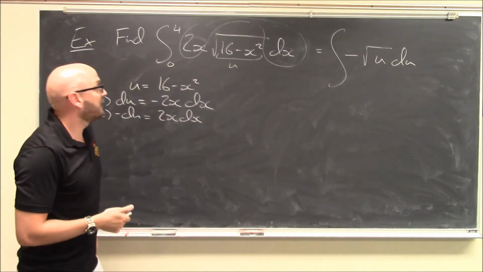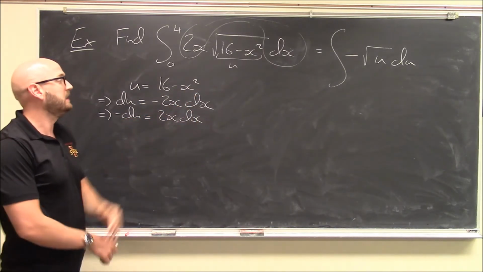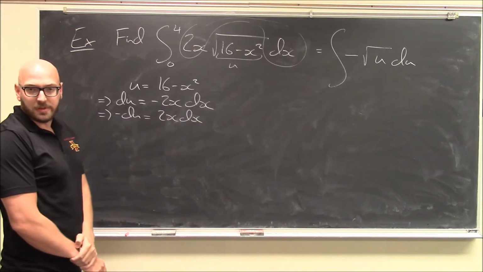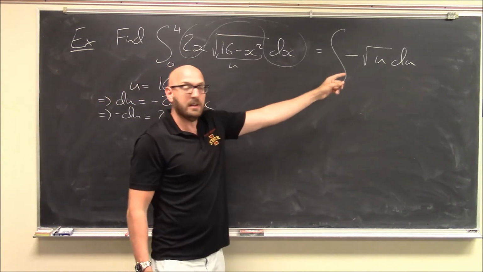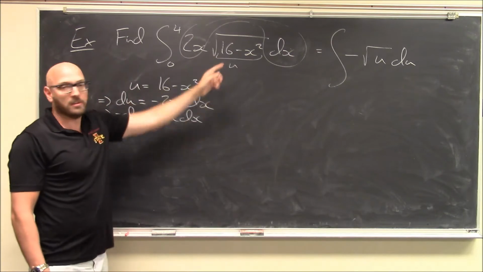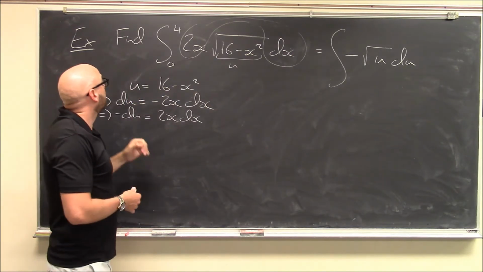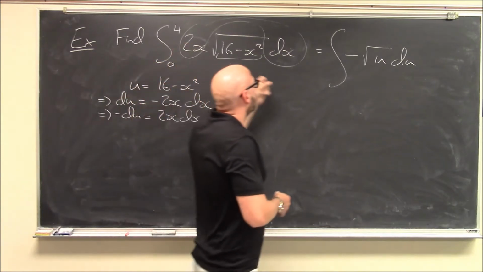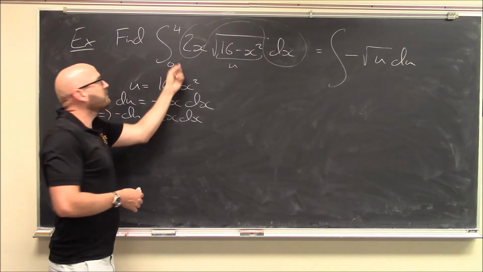And now we've been successful with our substitution. As long as there's no x's left over, as long as everything's in terms of u and du, then we've successfully substituted. Hopefully it looks simpler than what we started with. I think you'd agree, absolutely. Square root of u is much simpler than this expression here, and something I actually can integrate. The only thing left to do is worry about these bounds. 0 to 4. But those are bounds on x.